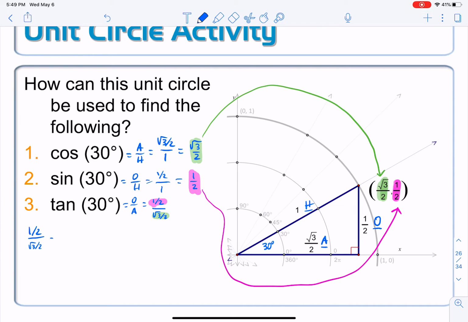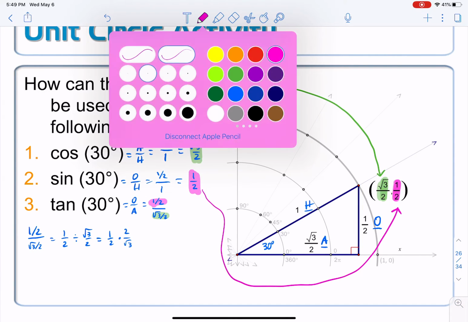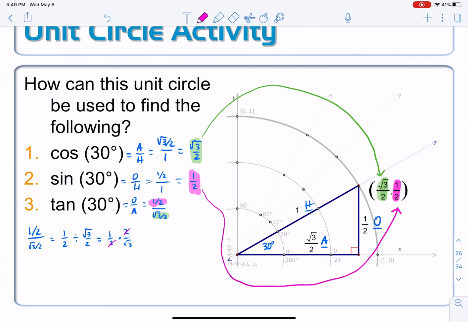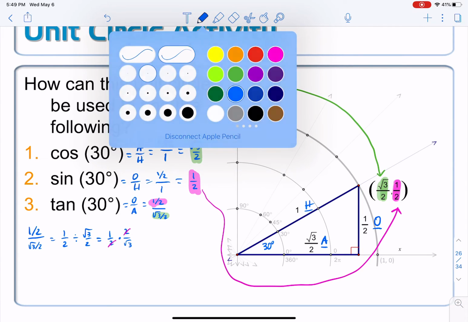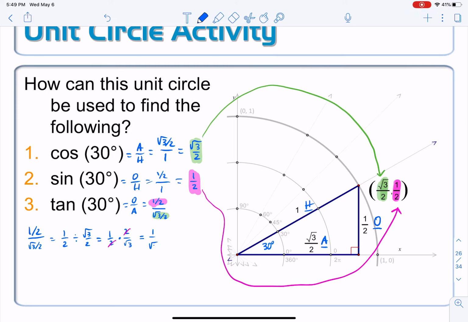I'm going to rewrite that old-fashioned style with this division symbol like this, square root of 3 over 2. Because when it looks like that, you go, oh yeah, I remember. Divided by a fraction, I'm supposed to multiply by the reciprocal. So I go 1/2 times, and then I flip the second one, 2 over the square root of 3. And then I can cancel the 2's out. And then when I multiply straight across, I get 1 over the square root of 3.